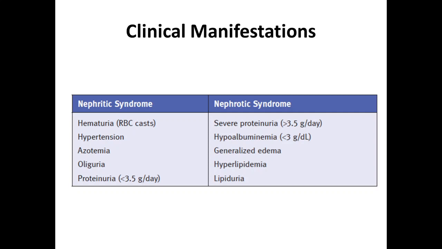Clinical manifestation of nephritic and nephrotic syndrome, guys, includes symptoms like hematuria or development of red blood cell casts, hypertension, azotemia, oliguria, and proteinuria, usually less than 3.5 grams per day in nephritic syndrome. And nephrotic syndrome presents with severe proteinuria, hypoalbuminemia, generalized edema, and of course hyperlipidemia with lipiduria.